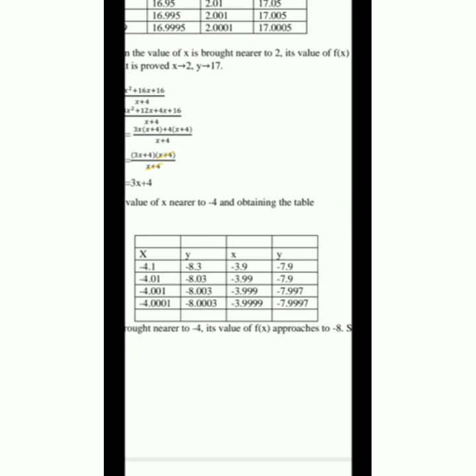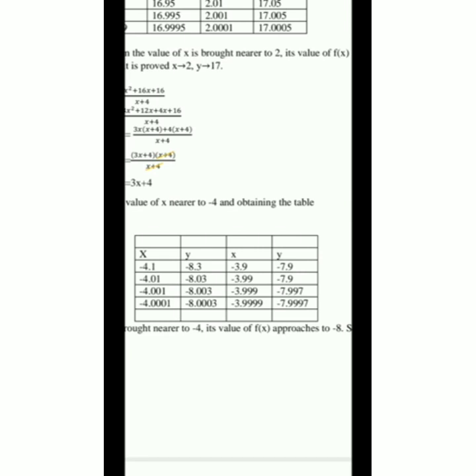Putting the values in the equation that we got, that is y is equal to 3x plus 4, with x as minus 4.1 for the first column, we get minus 8.3. Then 3 into minus 4.01 plus 4, we get minus 8.03. Then 3 into minus 4.001 plus 4, we get minus 8.003, and for the final column we get 3 into minus 4.0001 plus 4, so minus 8.0003.